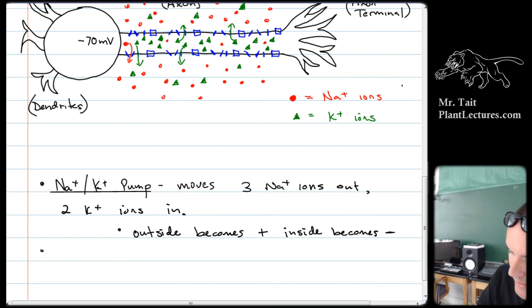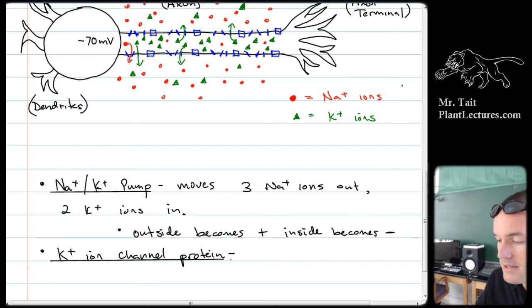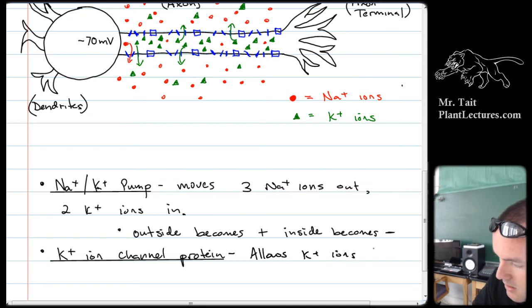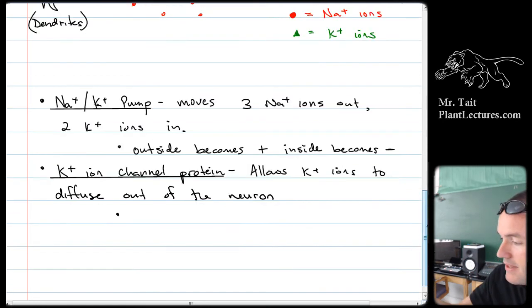The next thing that happens is that the K+ ion channel protein allows K+ ions to escape, to diffuse out of the neuron. And this makes the outside even more positive and the inside more negative.